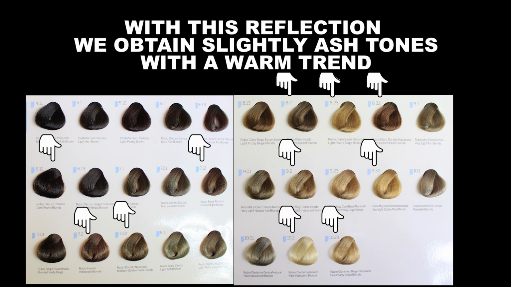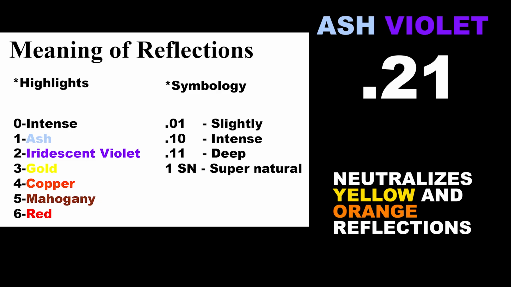This reflection will help us achieve a slightly more ash-like coloration, but with a warm tendency, which means it won't darken the hair as much as it would when we apply an ashy tone to the hair. Let's go with 0.21. These are the pearly violet tones.